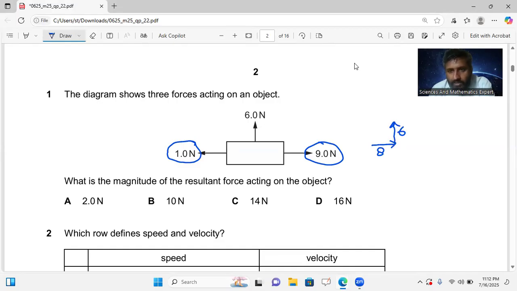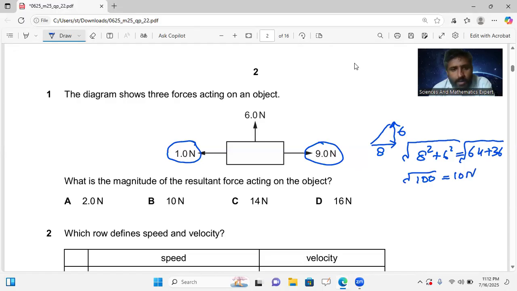According to Pythagoras theorem, I will say the square root of 8 squared plus 6 squared, which gives 64 plus 36. After that, it is 100 now. The square root of 100 gives me 10 Newton force. So option B is fine for it.